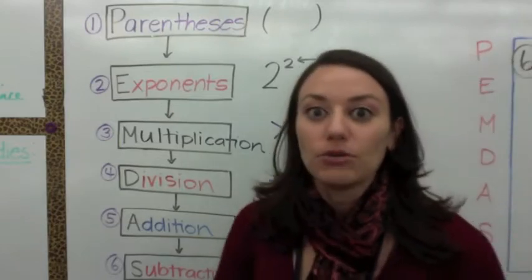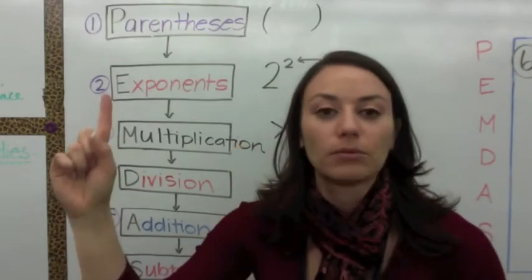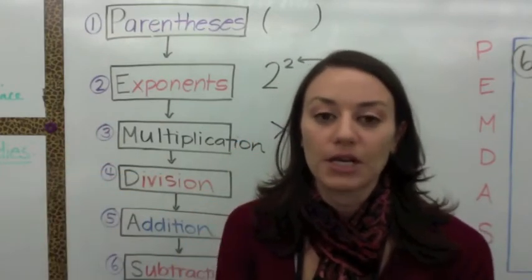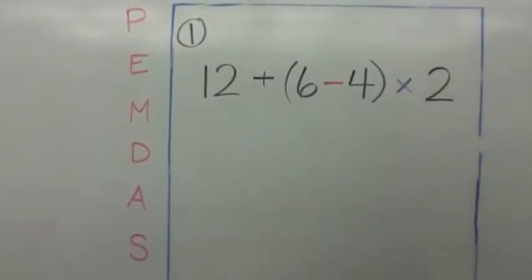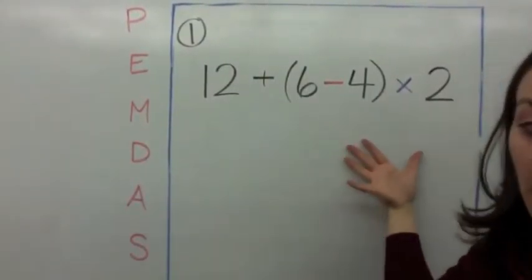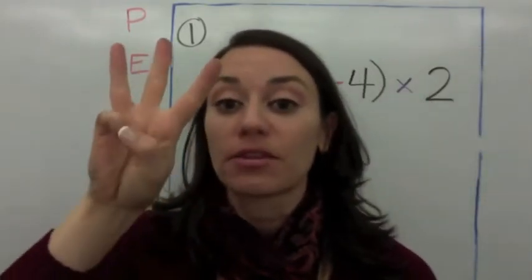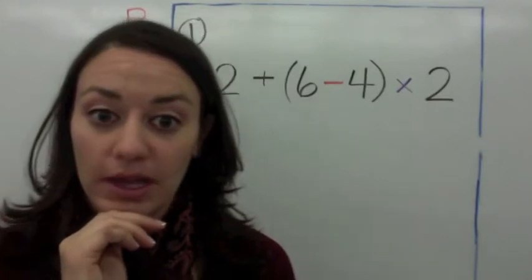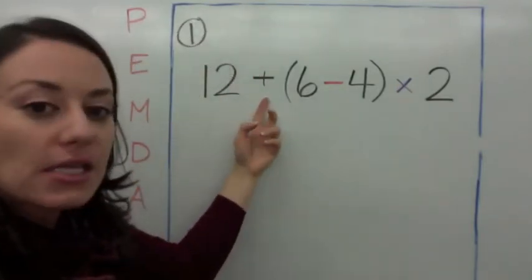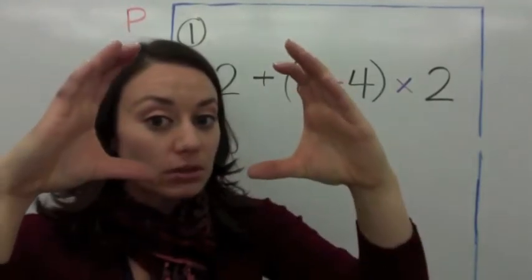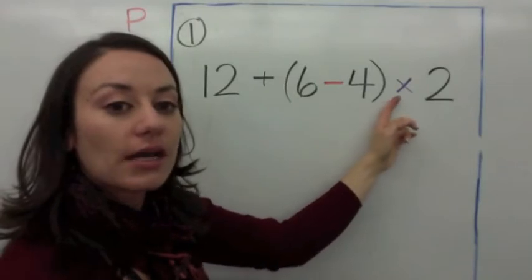And remember, you need to work from left to right, just like you read. So let's take a look at some problems. Now we're working with 4 numbers, and we're also going to be taking a look at what to do first when you have 3 operations. So this one says, read it with me, 12 plus, in parentheses, 6 minus 4 times 2.